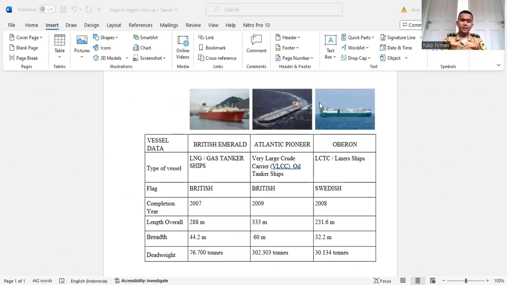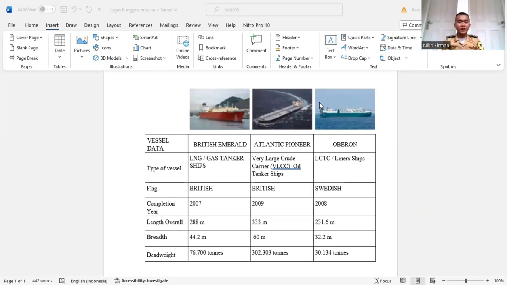And the fourth is length of hull. We can see in the table, the longest vessel is Atlantic Pioneer, which is 333 meters. And the shortest vessel is Oberon, which is 231.6 meters. And the British Emerald is longer than the Oberon, as the British Emerald is 288 meters. And the Atlantic Pioneer is longer than British Emerald.